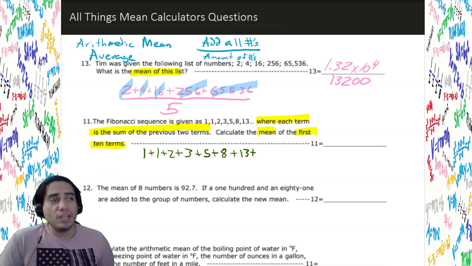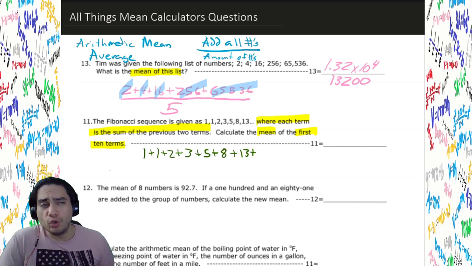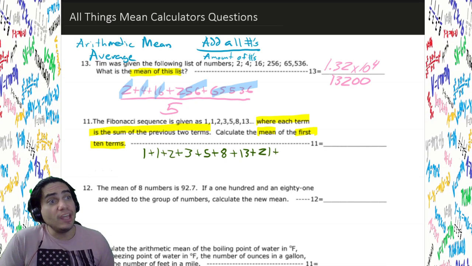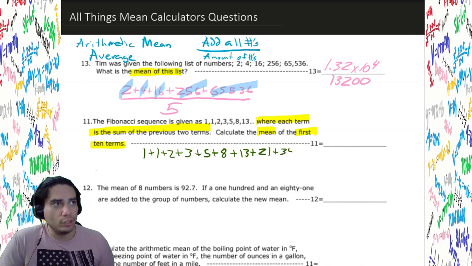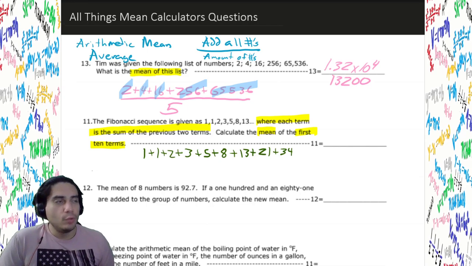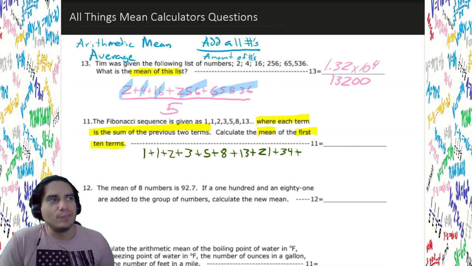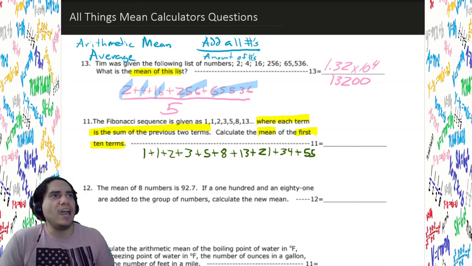Now we got to figure out the next one. So the next number is going to be 8 plus 13. 8 plus 13, we do the math, 21. Okay, that's the 8th number. Next number after that is going to be 13 plus 21, 34. That's the 9th number. We got one more after that. 21 plus 34, 55. And there you go. So we can go ahead and just count them, make sure we got them.